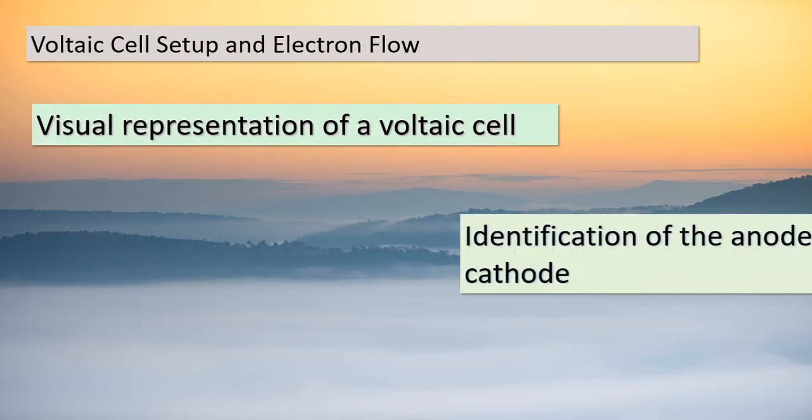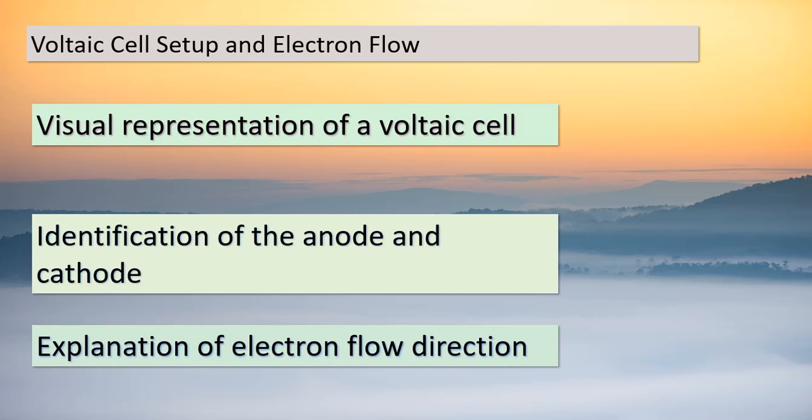Hello, eager learners. Now that we've covered the reactions and potentials, let's visualize how our voltaic cell is set up. Picture a voltaic cell with two half cells, each containing one of the reactions we discussed earlier. The anode, where oxidation occurs, is the source of electrons. The cathode, where reduction happens, is the destination for those electrons. Electrons flow from the anode to the cathode through an external circuit, generating an electric current.